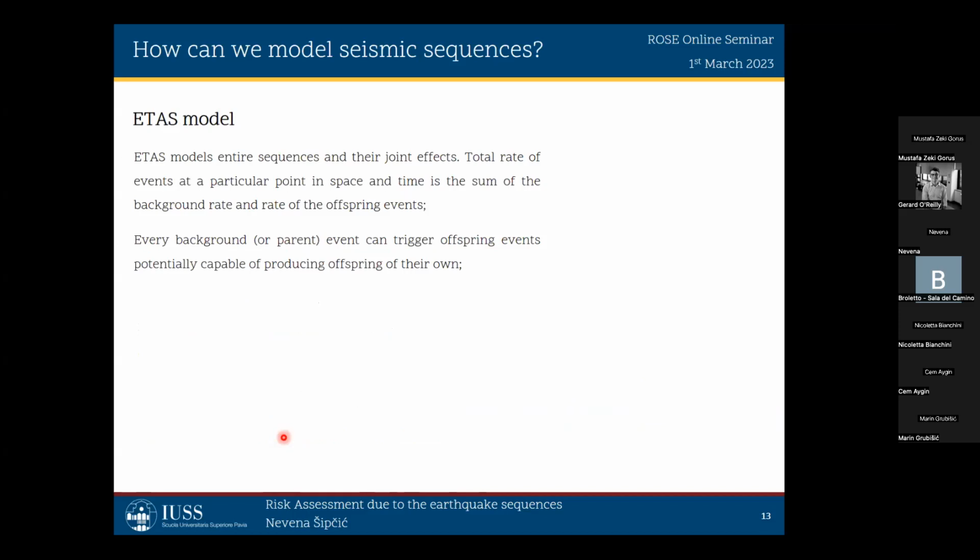What we are using in my thesis is the ETAS model. The ETAS model models the entire sequences and their joint effects, and the total rate of events at a particular point in space and time is calculated as the sum of the background rate and the rate of the offspring events. So basically, we start with the background events, and then these background events are capable of triggering new events. And then these triggered events are again capable of triggering new events. And this procedure lasts until basically the process dies out. It's like an epidemic. That's why it's called ETAS. It's the epidemic-type aftershock sequence model.